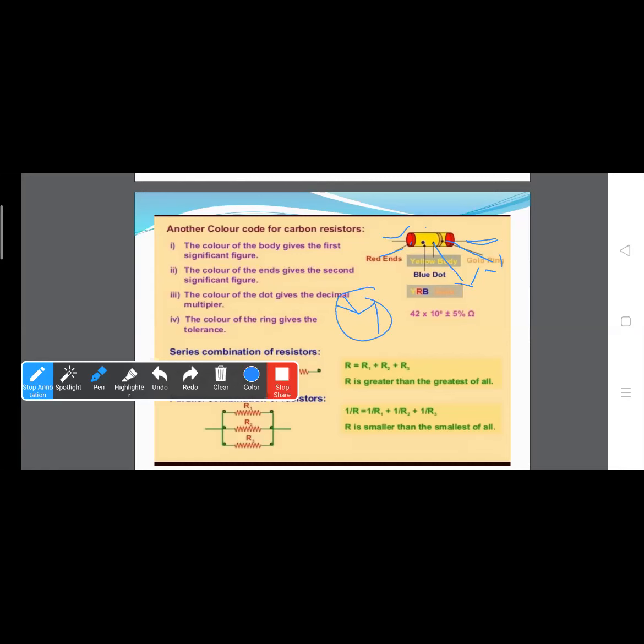Second digit is the end color. So the end color is red. So for the color red it is 2. Clear? And the dot gives the multiplier. So here the dot is of blue color. So the multiplier is 10 raised to power 6. And the ring gives the tolerance. So here the color of this ring is gold. The tolerance for gold is 5%.